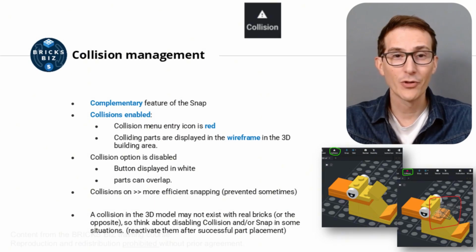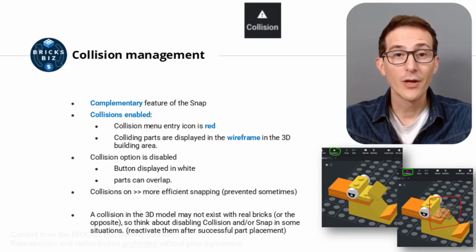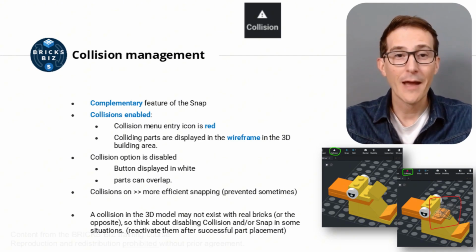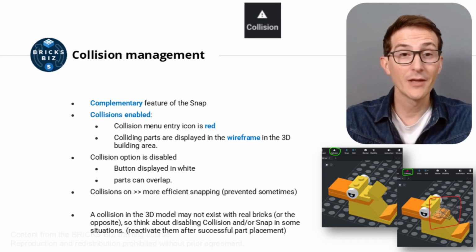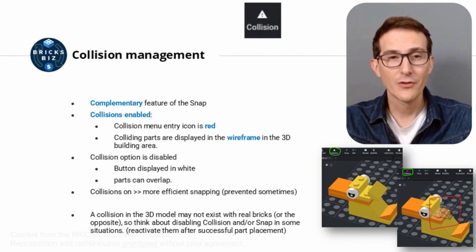It is sometimes possible that a collision detected in the 3D model does not exist with real bricks, or conversely, that a collision that would exist with real Lego bricks is not detected within the 3D model. In this case, remember to deactivate collision and the Snap tool temporarily. I advise you to reactivate them once you've successfully placed your parts. You'll see that Studio doesn't prevent you from doing this, even if the parts you've placed overlap.